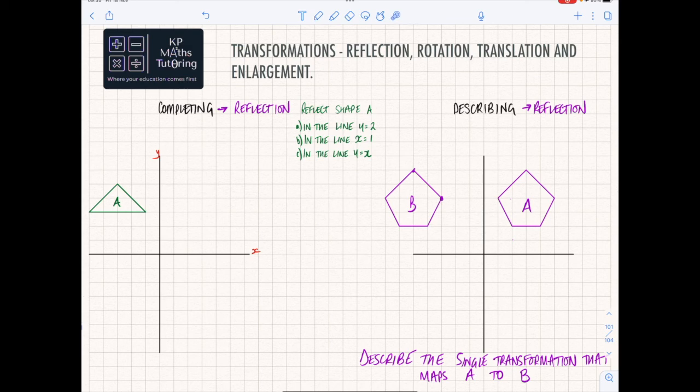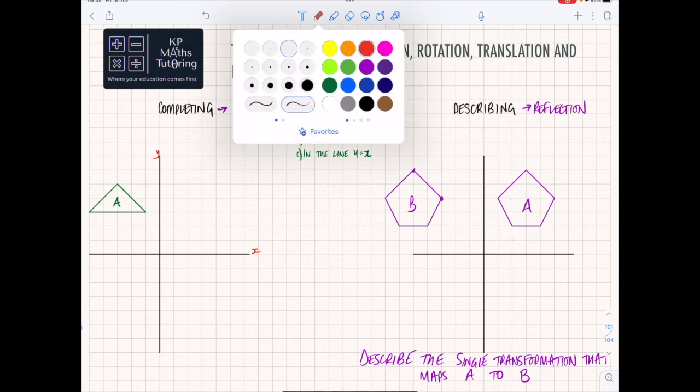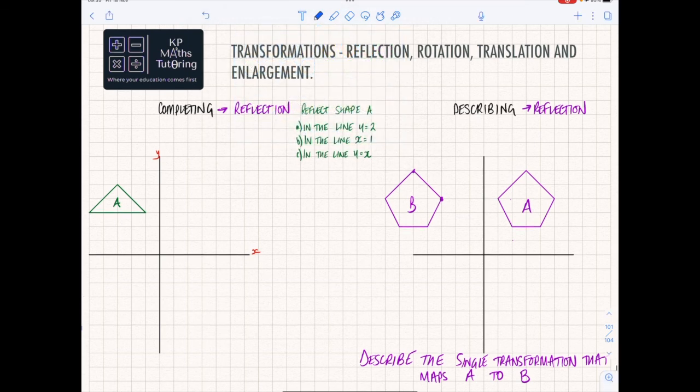Okay, so we're going to do completing reflection first of all and then describing reflection, and we'll go through the processes for both. So in this first one, it says here, reflect shape A in the line y equals 2. Okay, the line y equals 2 means it crosses the y-axis at 2. Now, again, I'm using a similar scale along here. So each square will represent 1. So that's 1, 2, 3, 4, 5. And here it's 1, 2, 3, 4, 5. So your y-axis being this one, it crosses the y-axis at 2.